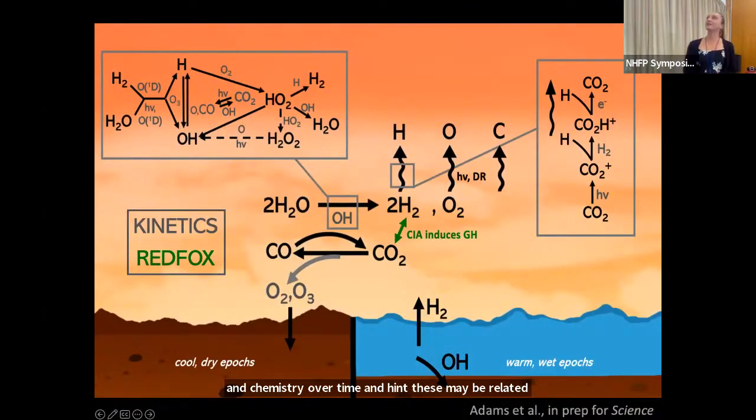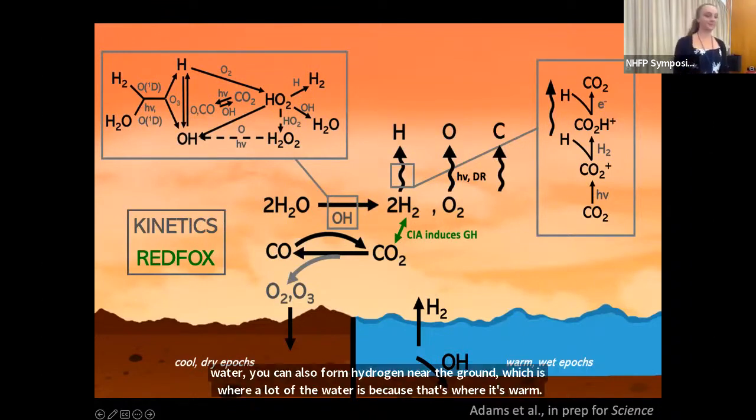So to get at this question, I developed a photochemical model that's coupled to a 1D climate model. Kinetics is the chemical model, and it starts with CO2 and water in the atmosphere. That CO2 can become photolyzed to form CO, and usually photolysis of water will produce HOx, which will cycle you back. Once you have the photolysis of water, you can also form hydrogen near the ground, which is where a lot of the water is, because that's where it's warm. And that hydrogen can then diffuse up and then escape.